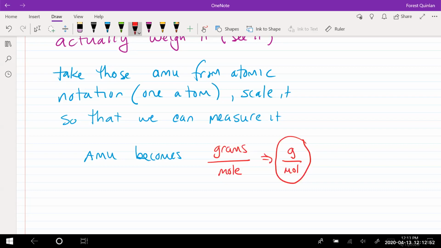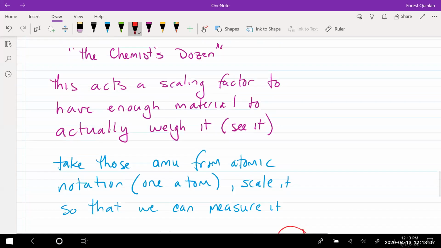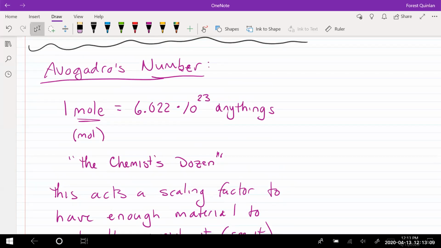I want to point out we can make some conversions here in just a second and then talk about percents. But why did I call it the most useful, useless number? The useful part is now we can weigh it. The useless part is if you take a look at that number, this 10 to the 23, that means we're moving that decimal 23 places.